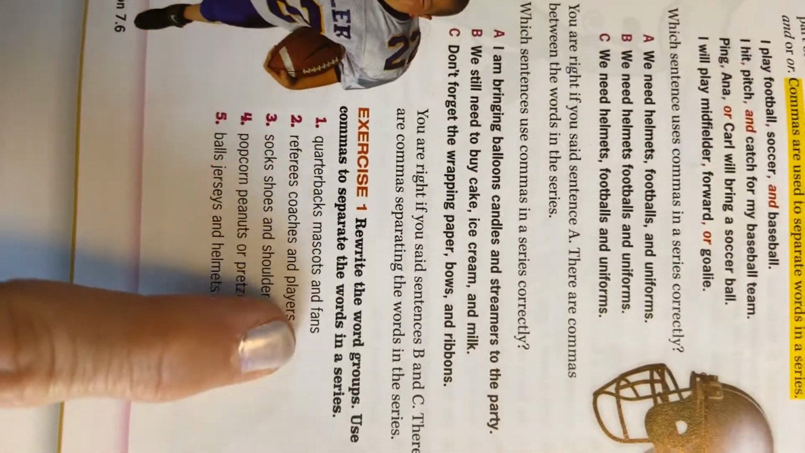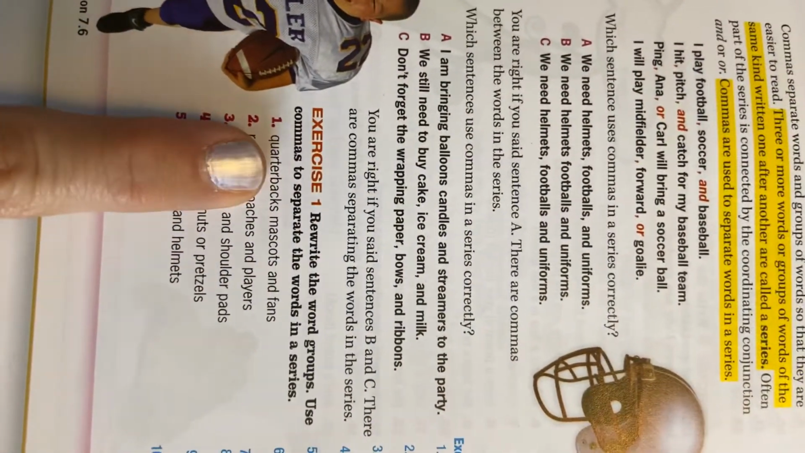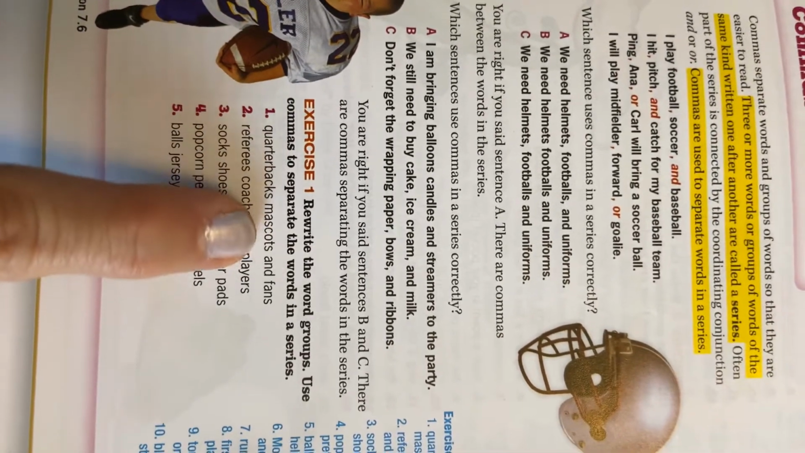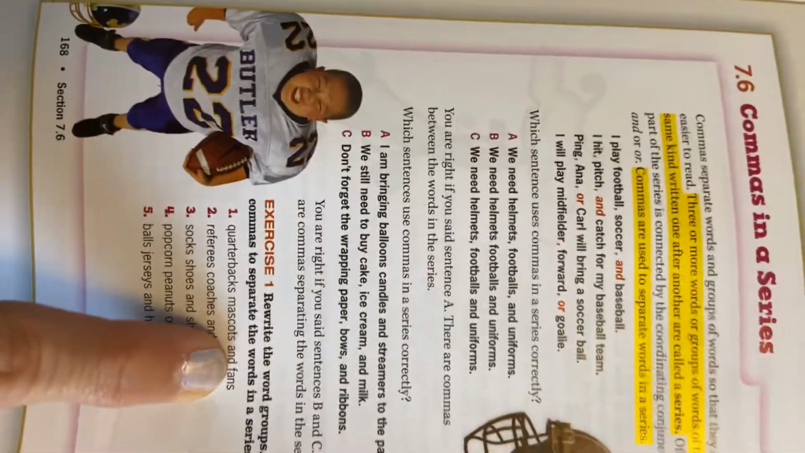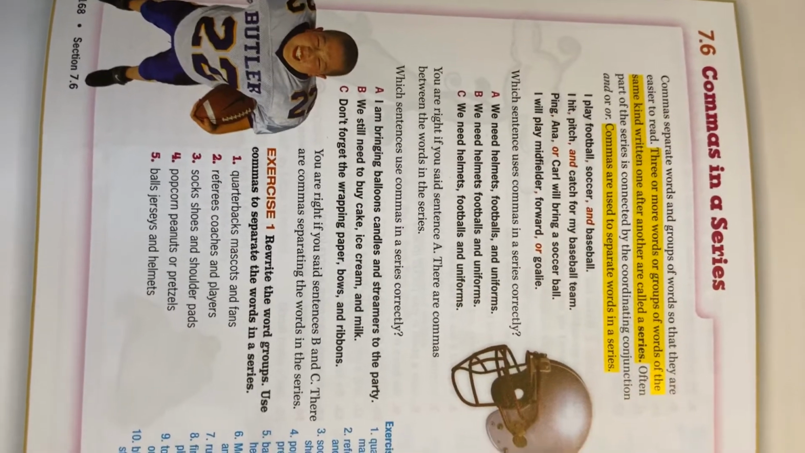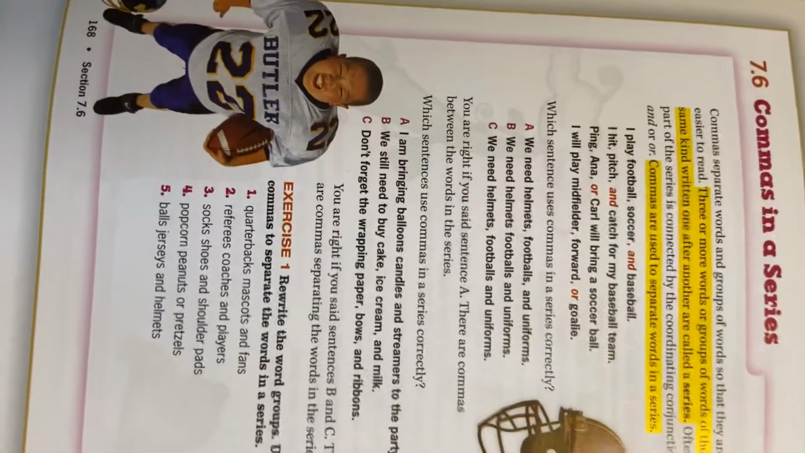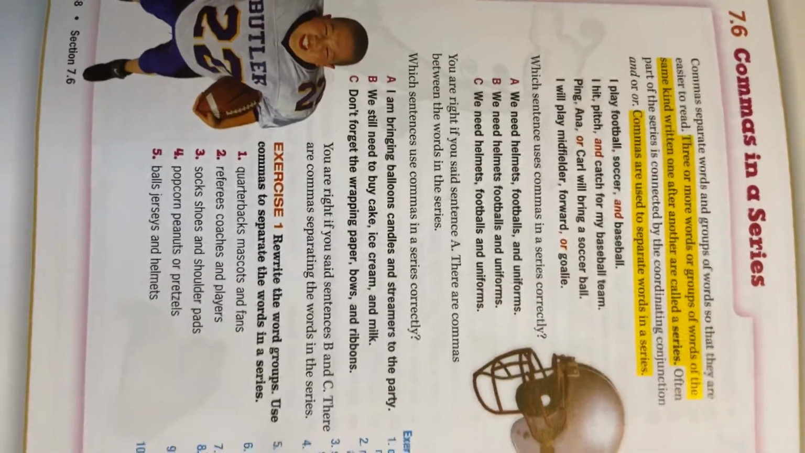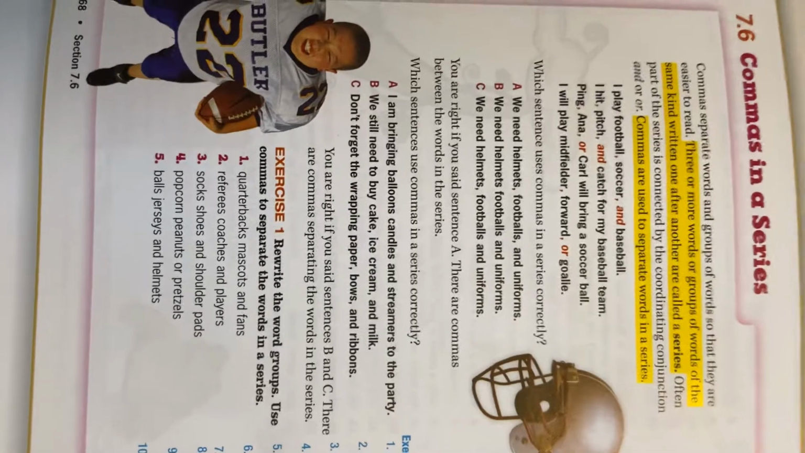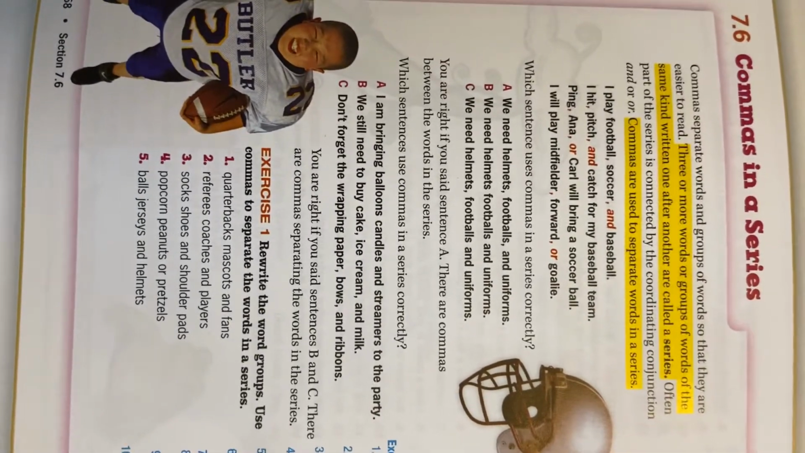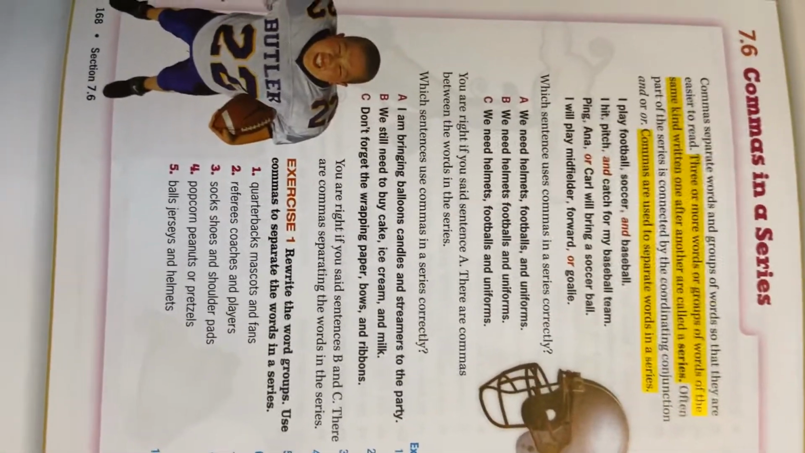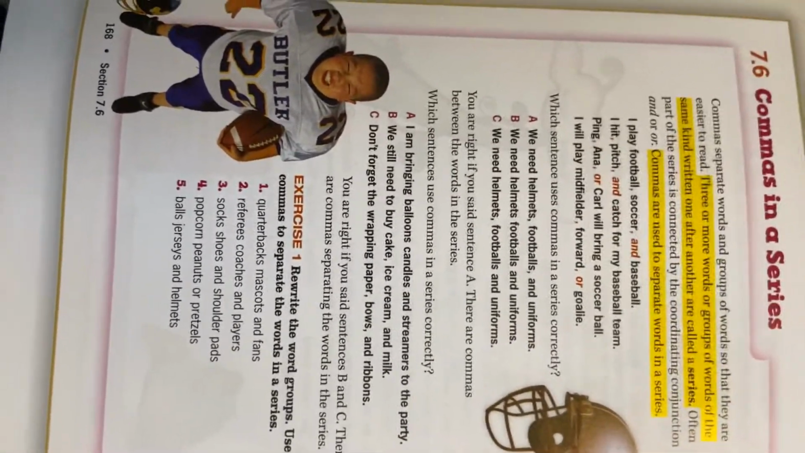So quarterbacks, mascot, and fans. The minute you put the commas where they should be, it makes a lot more sense. Quarterbacks, comma, mascots, comma, and fans. So what I want you to do, write these out. And if you have a red pen, I know some of you have many different color pens, go ahead and put the commas in a different color. If you're doing your work in pencil, grab any kind of color pen. If you're writing in black pen, use blue pen. What I want you to do is put the commas in a different color.